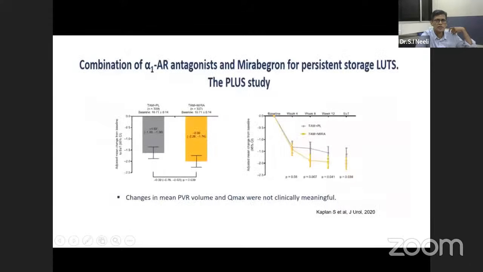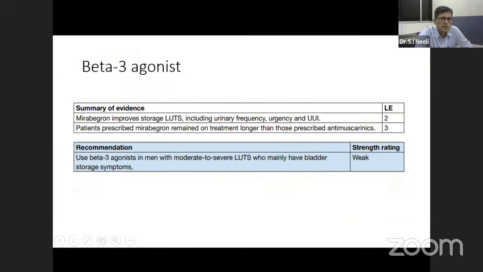When mirabegron is utilized along with the alpha blocker, it shows a significant improvement in the IPSS score compared to the baseline. However, the changes in the mean PVR volume and Qmax were not clinically meaningful. It basically affects only the IPSS score, but the Qmax is not affected by the addition of mirabegron. So, use of beta-3 agonists in men with moderate to severe LUTS is indicated in patients who have bladder storage symptoms.